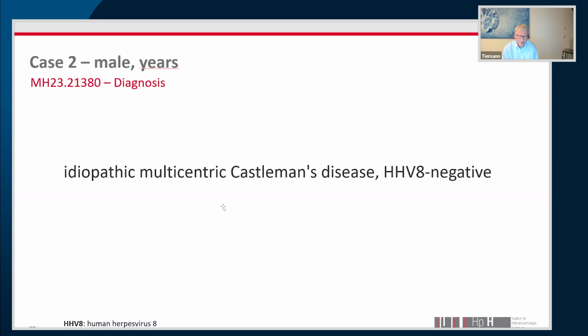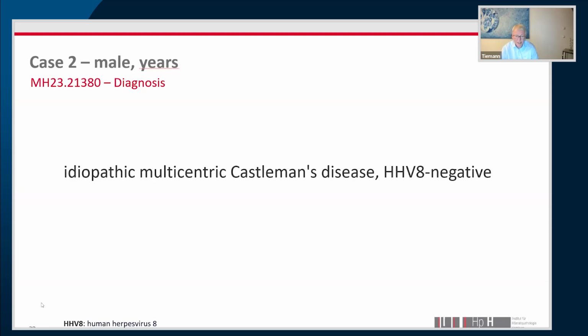We proved that with immunohistochemistry, and it was negative. The patient was HIV positive and HHV-8 negative and hepatitis C positive. Okay. Questions can be written within the chat and will be answered later.